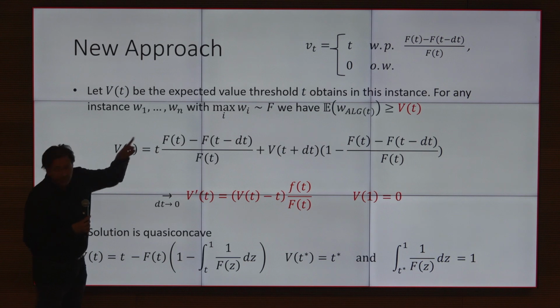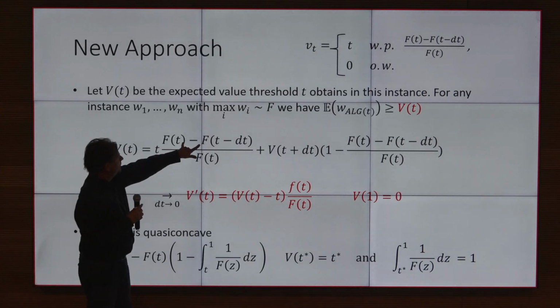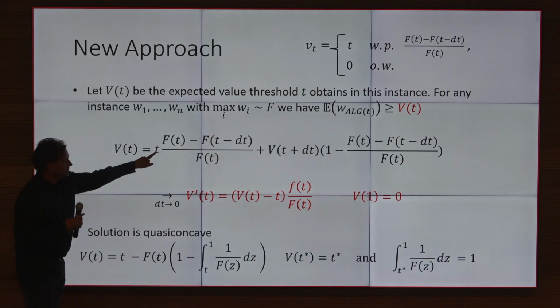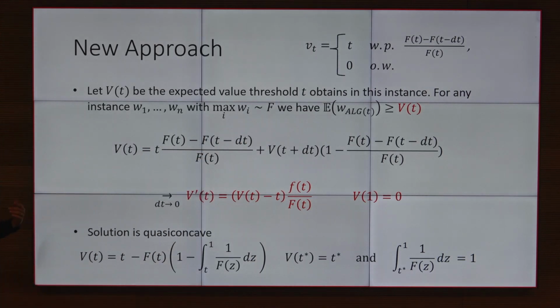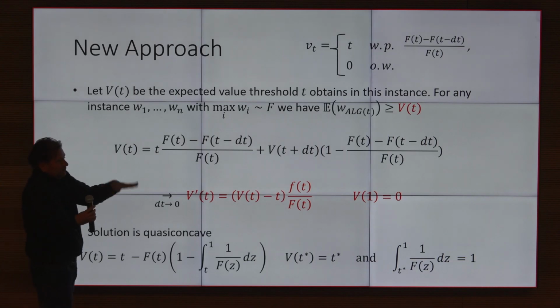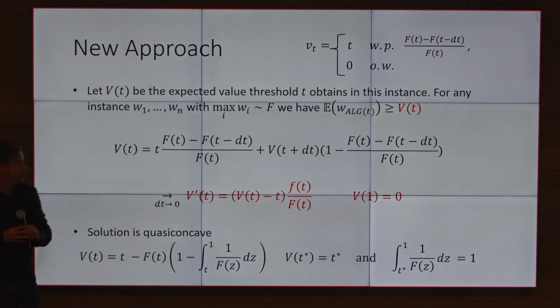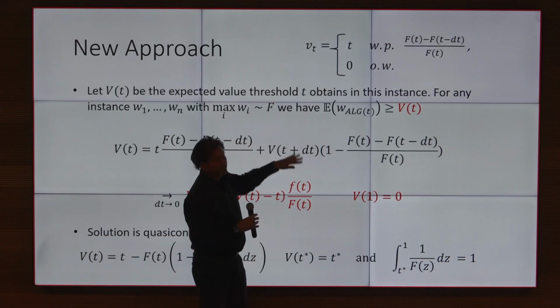If exactly the one corresponding to this same t is not 0, then you get t. So what is this probability? Well, it's the difference of the f's divided by the other, exactly that, and then times the value. If that t is 0, then that t didn't appear, so you could have played t plus dt and get the same thing. So with this probability, you get t. With the complementary probability, you get v of t plus dt.